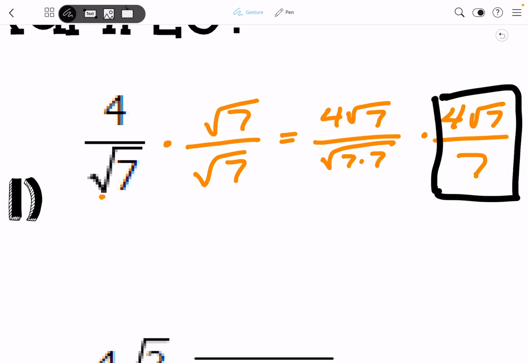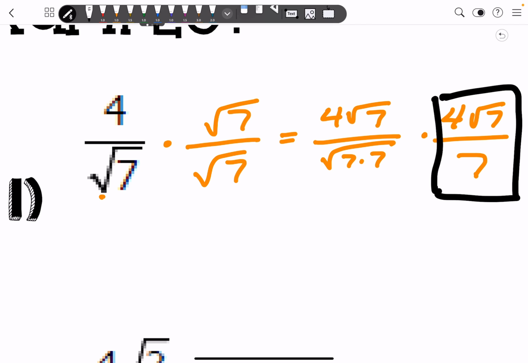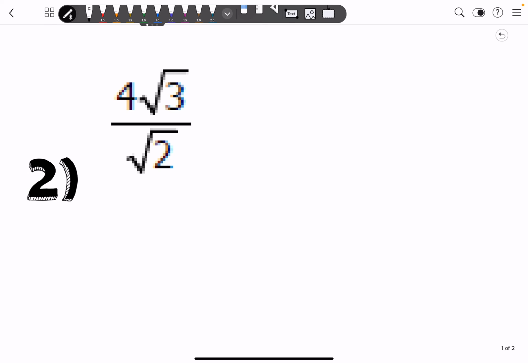Again, these are going to be a whole lot easier to write in something like Go Formative, etc. And I'll make sure to assess that for you. Or if you have multiple choice, you'll be able to find it that way as well. Here's the next one.